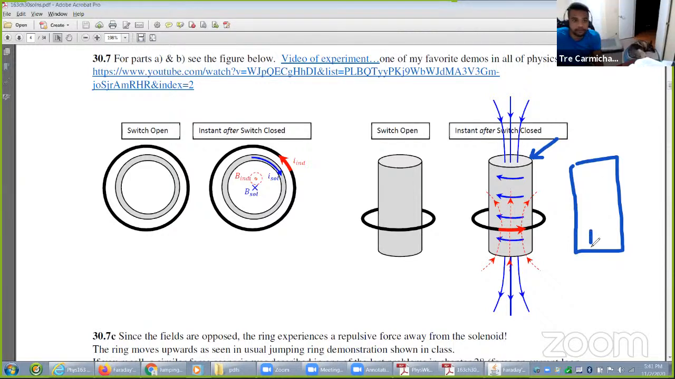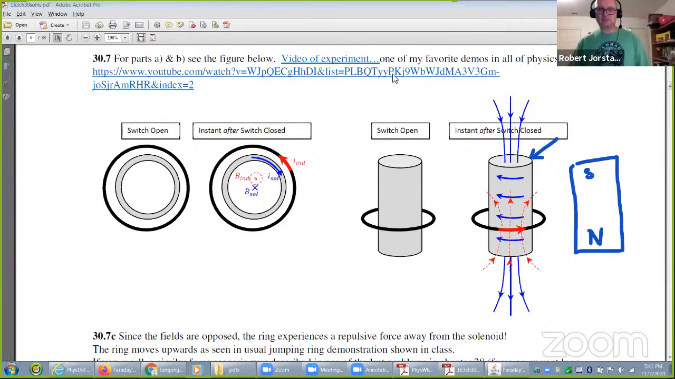On the bottom, north and south. Then I'm trying to put this other magnet right next to it. Whoops, that's not good. Let's say I'm trying to put that other magnet right here. And for this one, which way is north? That way. And so they are repelled.